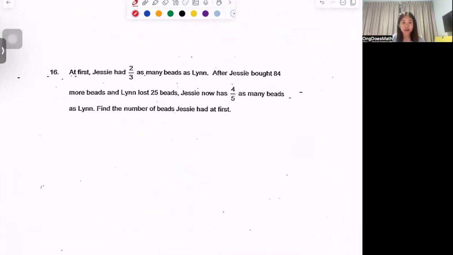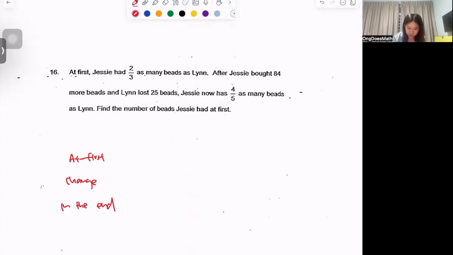So this is actually the hardest question, question 16. At first, Jessie had 2/3 as many beads as Lynn. After Jessie bought 84 more beads and Lynn lost 25 beads, Jessie now has 4/5 as many beads as Lynn. Find the number of beads Jessie had at first. So we have at first, we have change, and we have in the end.